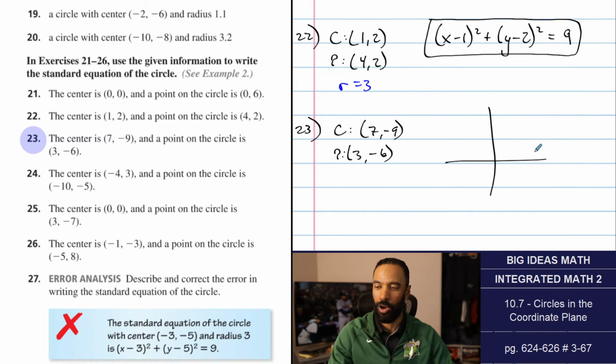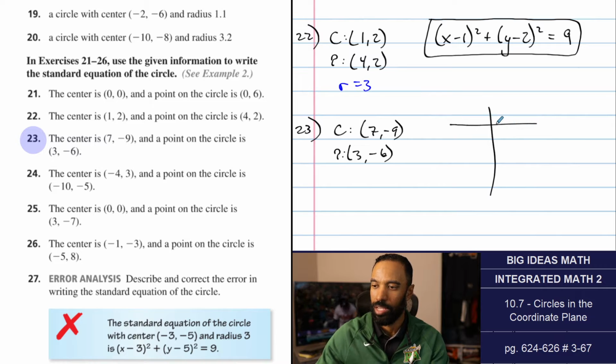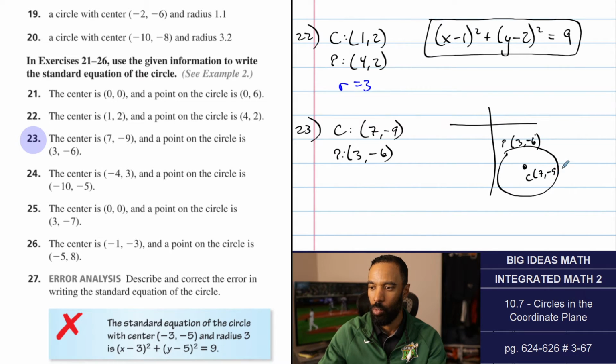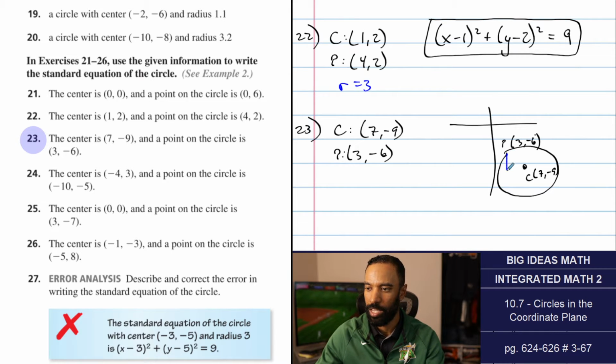7, negative 9. Oh, I guess it's a little lower for both of these. 7, negative 9 is, say, down here. This can be your center. And then 3, negative 6 can be the point that's right there, and we're going around that. So what is the distance from 3, -6 to 7, -9? This is the Pythagorean theorem part: what's the distance from 7 to 3? That distance is 4, that's x.